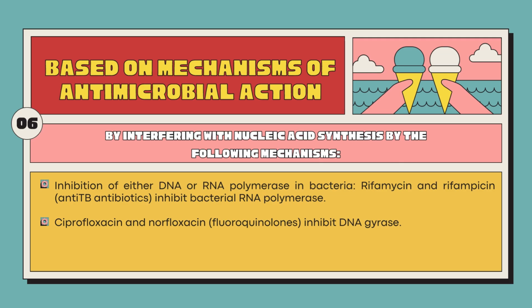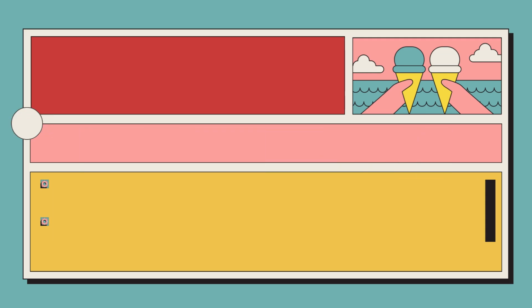Lastly is the inhibition of either DNA or RNA polymerase in bacteria, which includes rifamycin and rifampicin, which are anti-TB antibiotics that inhibit bacterial RNA polymerase. Also, ciprofloxacin and norfloxacin, which are fluoroquinolones that inhibit DNA gyrase.